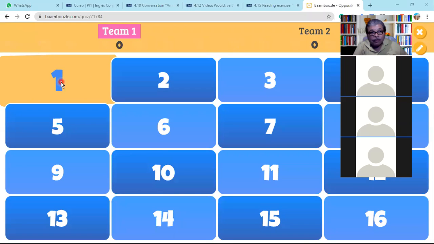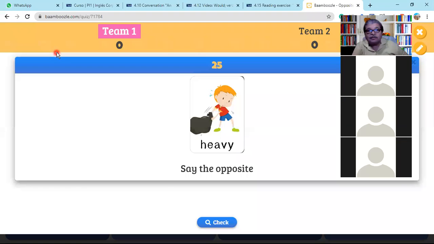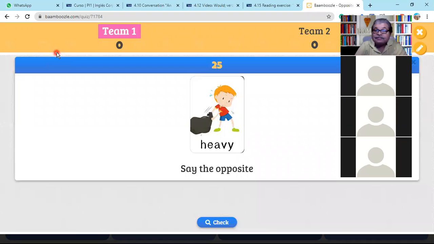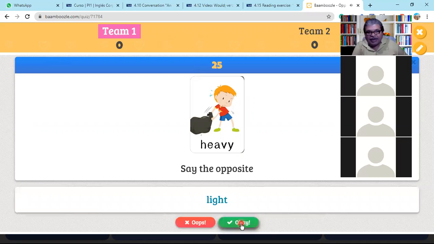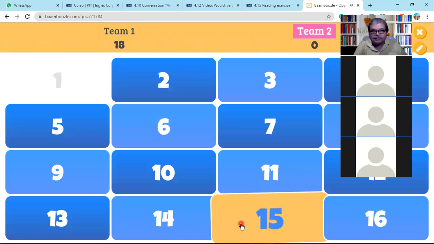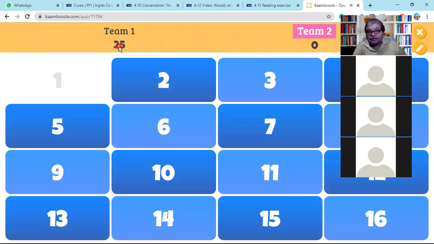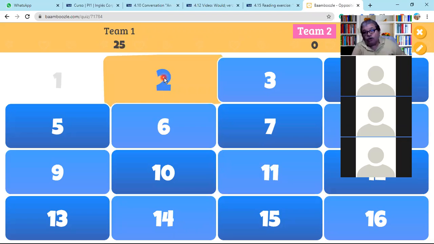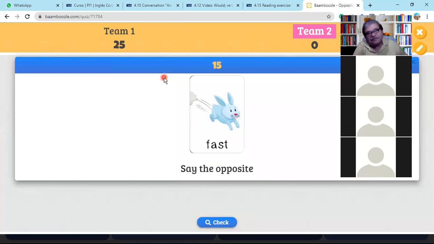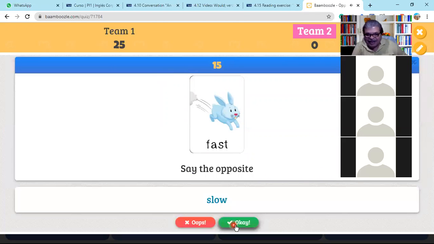What is the opposite for heavy? Light. Let's check. Correct. Okay, 25 points for girls. Okay, team two. What is the opposite for fast? Slow. Yeah, slow. Okay, good.